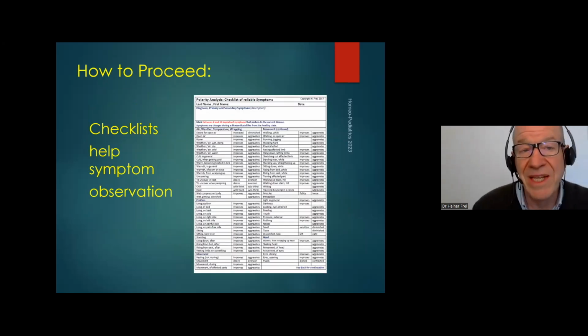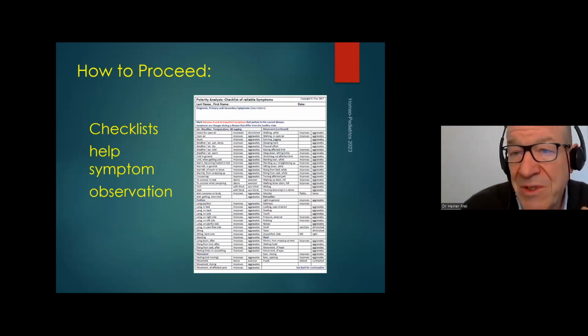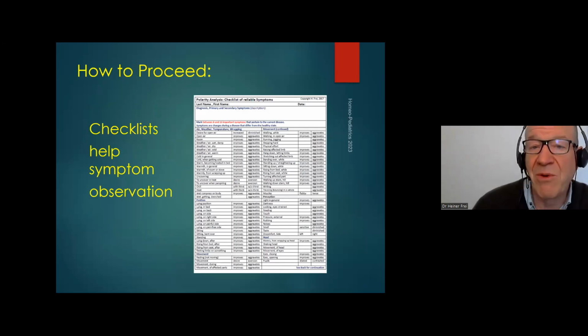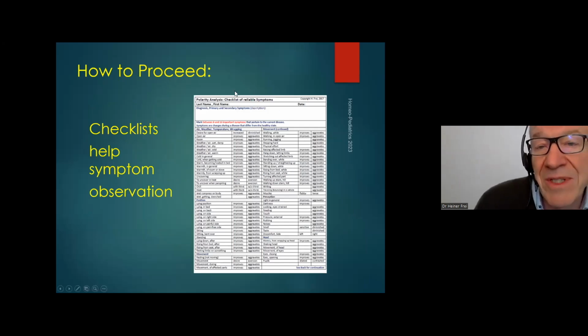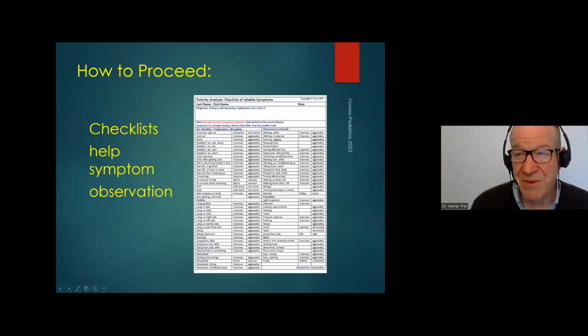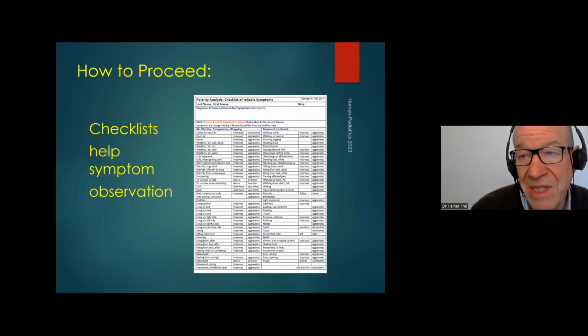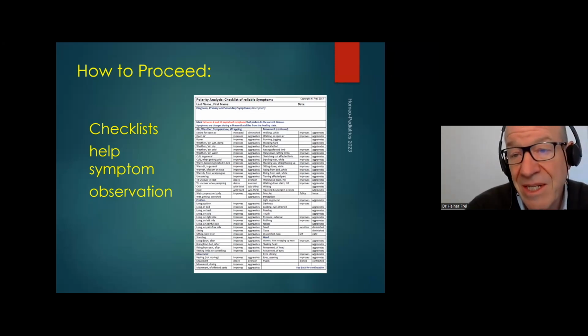Now, how do we get polar symptoms? We have created a checklist of reliable symptoms. You can download this checklist from our website. It is also a part of our software, and this software is actually freely available for people outside of Western Europe and Northern America. It doesn't cost you anything. You can use it. It's very practical. It's an easy way to find the right remedy.